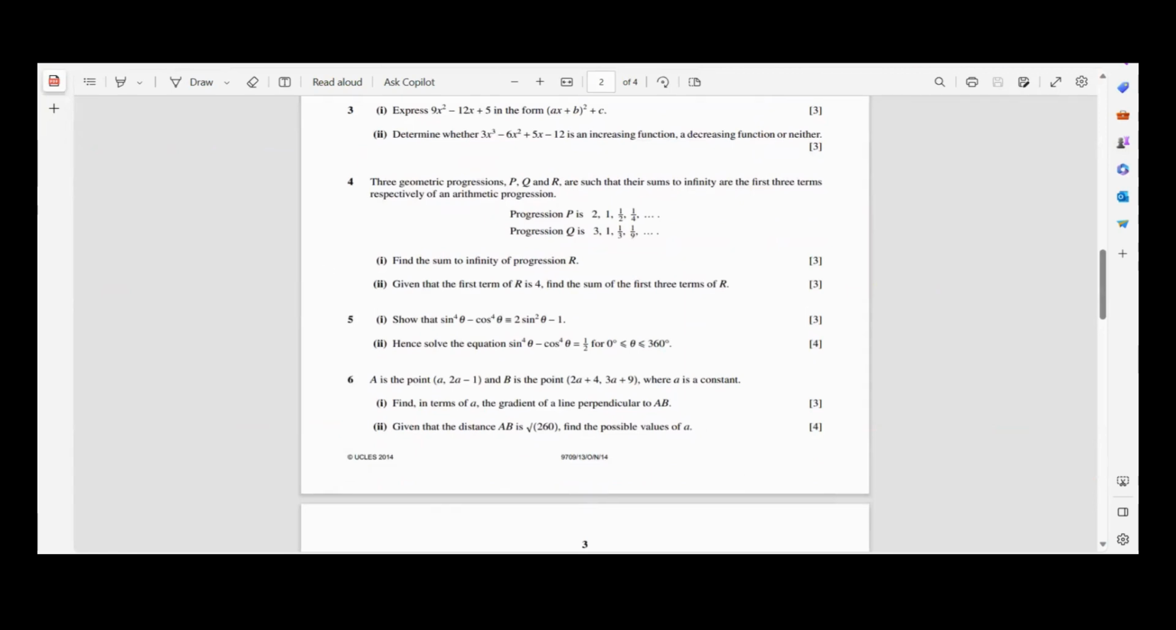Now we go to number 4. Number 4, it said that we have 3 geometric progressions P, Q, R such that the sum is negative. Find the sum of the progression of R.